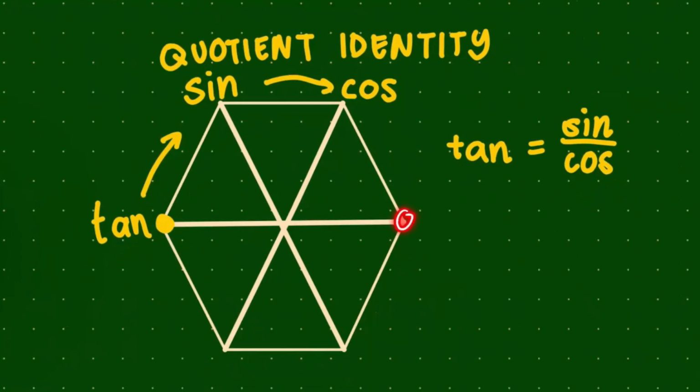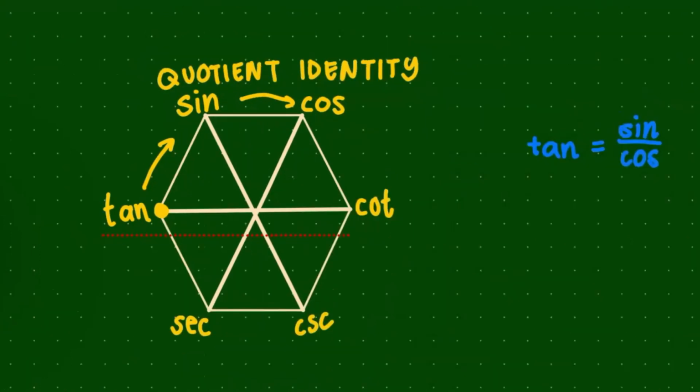Completing the other sides of the hexagon, you just have to put the other identities. Cotangent, just put all the letter C's on the right side for you to easier remember it. And lastly, the secant. Now what you want to do is to proceed in a clockwise direction, similar to the arrows drawn here.